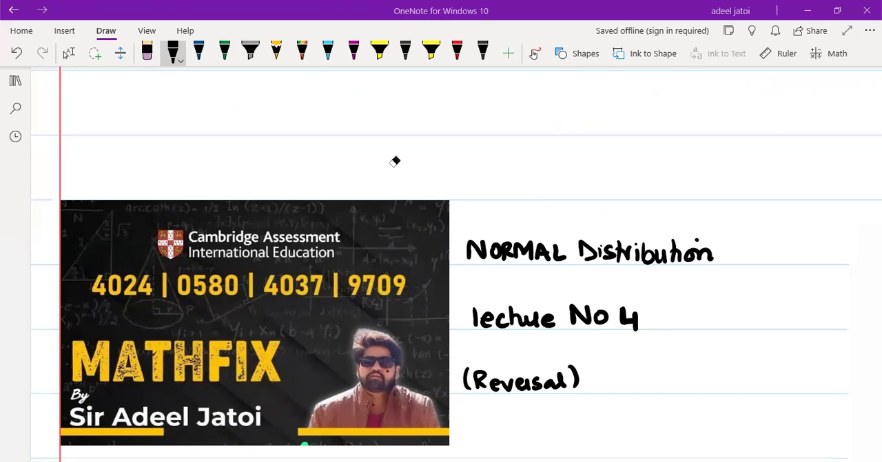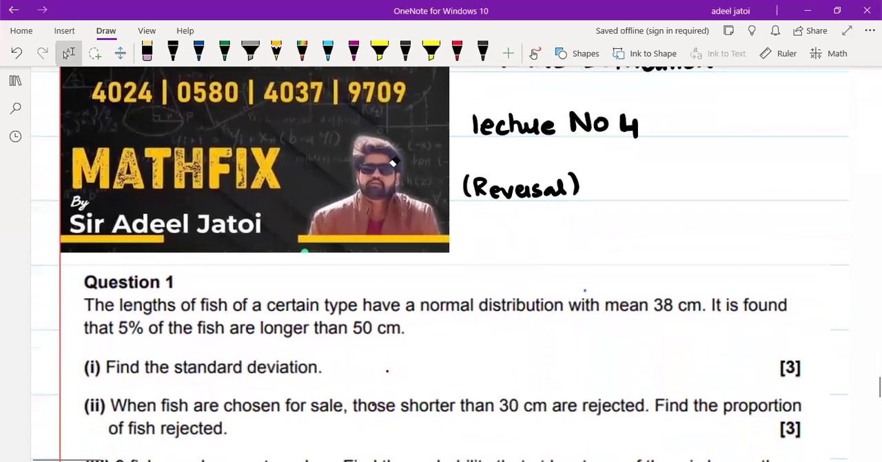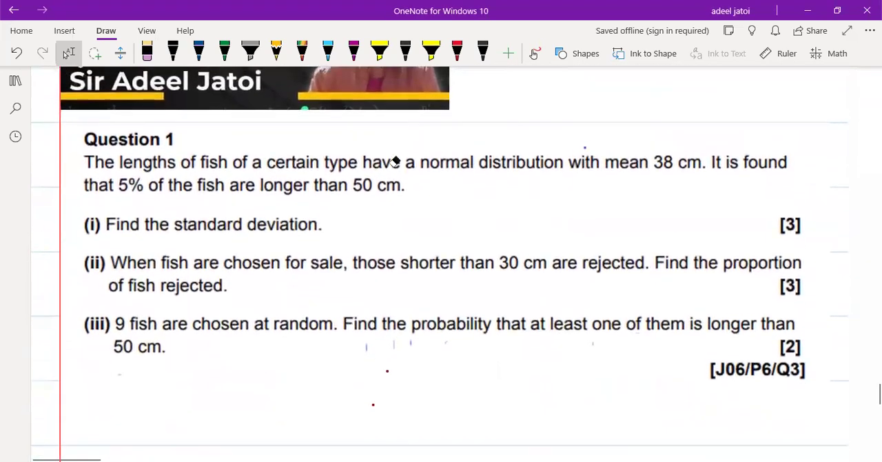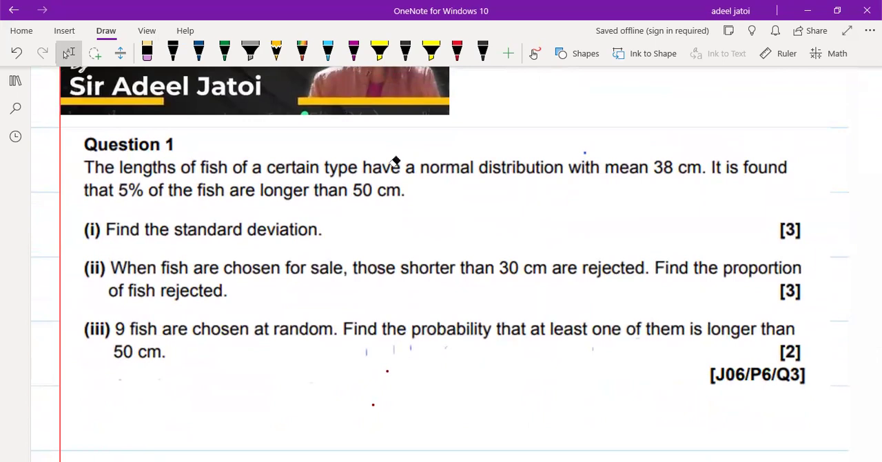So let's just do the reversal with the help of a question. Let's say that we know that the length of the fish of a certain type is normally distributed, having a normal distribution with mean 38. Now the mean is already given to you. It is found that 5% of the fish are longer than 50 centimeters.